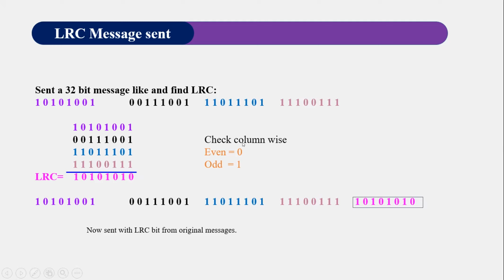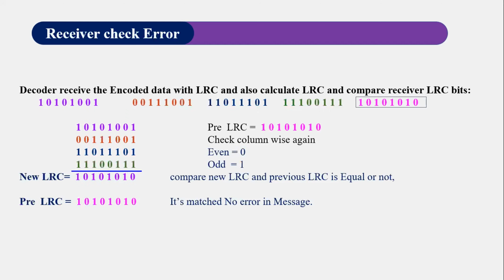We can check the parity bits column-wise. If the parity bit is even, then it's 0, and if the parity bit is odd, then it's 1. Now check the original message with LRC.